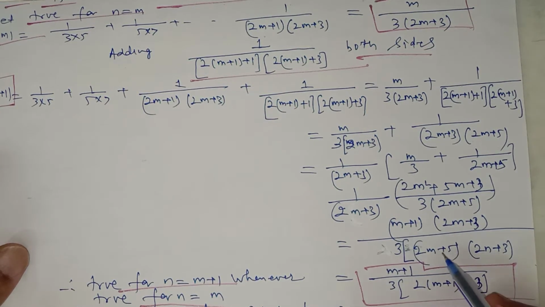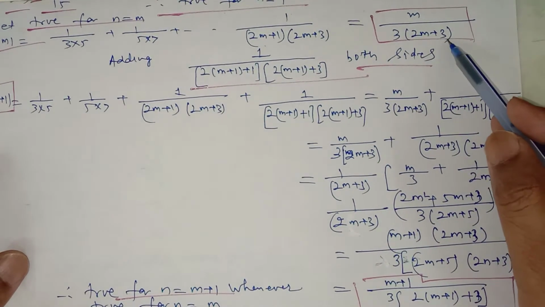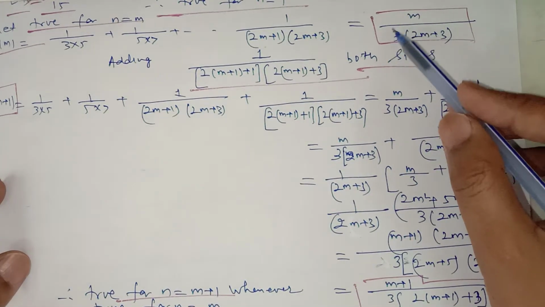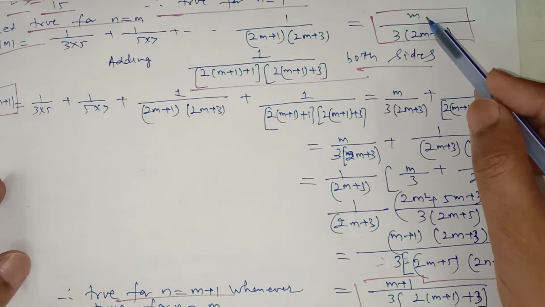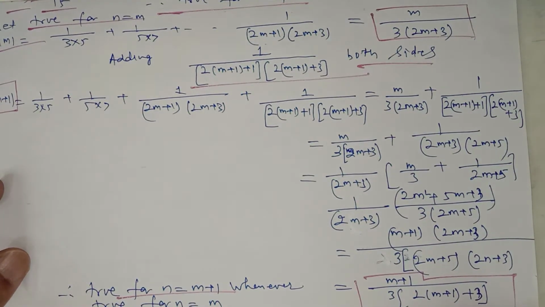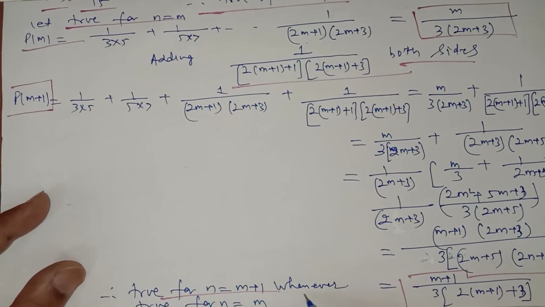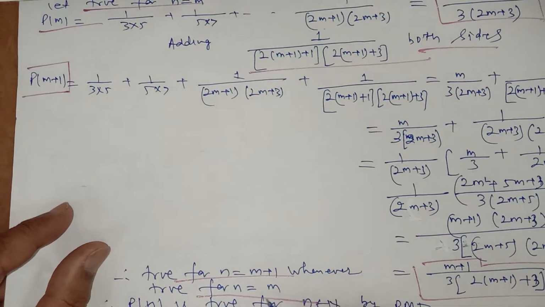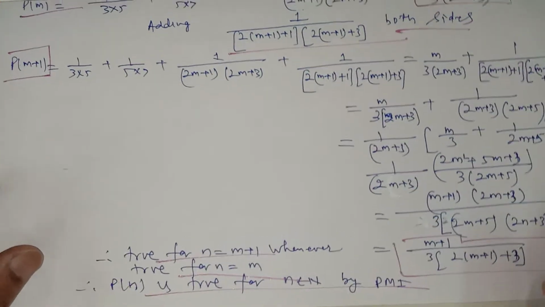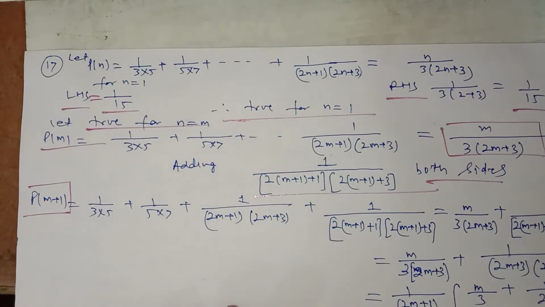When you open this bracket, it will be equal to this, because you have to prove that this is the next term of this. That is the sum for the m terms. So the sum for m plus 1 will be (m + 1) upon 3(2(m + 1) + 3). So it is true for n equal to m plus 1 whenever it is true for n equal to m. Therefore, by PMI, Pn is true for all natural numbers. So this is question number 17.